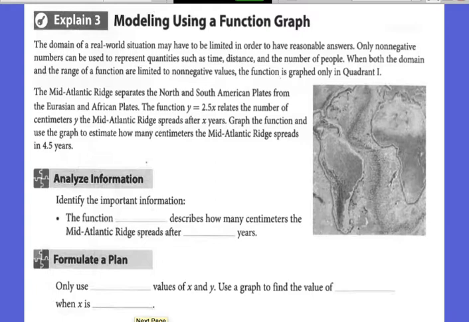So we're going to model using a function graph. So really what we're going through here is how do you create these graphs and how do you use these graphs, right? So the domain of a real-world situation may have to be limited in order to have reasonable answers. Only non-negative numbers can be used to represent quantities such as time, distance, and the number of people, right? So what it's saying is you can't have negative time, negative distance, or negative people. When both the domain and the range of a function are limited to non-negative values, the function is graphed only in quadrant 1. So there's no possible way to have the graph in any other quadrant because you don't have the possibility of your answer going negative.